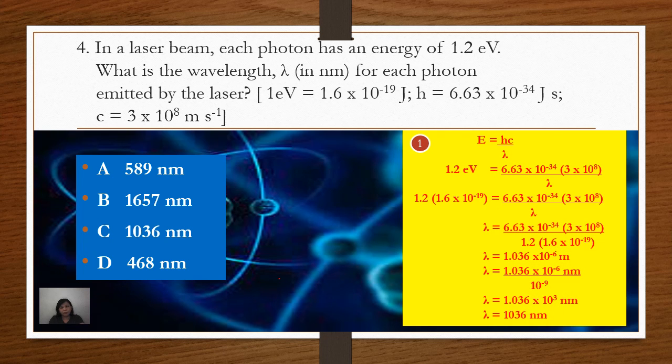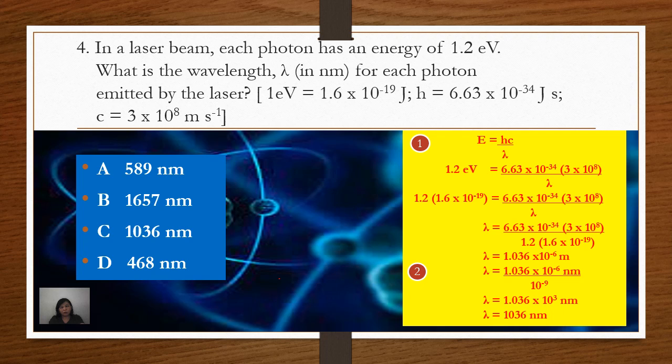First, we apply the formula E equals hc per lambda. Next, we need to convert 1.2 electron volt to joule. We use 1.2 multiplied by 1.6 times 10 to the power of negative 19. After calculation, we will get lambda equals 1.036 times 10 to the power negative 6 meter.